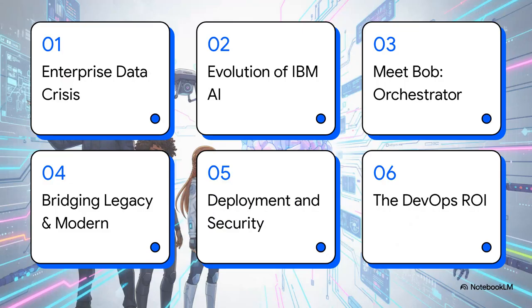Okay, let's dive into this with a really clear roadmap. We're going to start by looking at the enterprise data crisis, then track the evolution of IBM AI. From there, we meet Bob, the orchestrator. Then we'll explore bridging legacy and modern systems, break down deployment and security, and wrap the whole thing up with the hard numbers in the DevOps ROI.